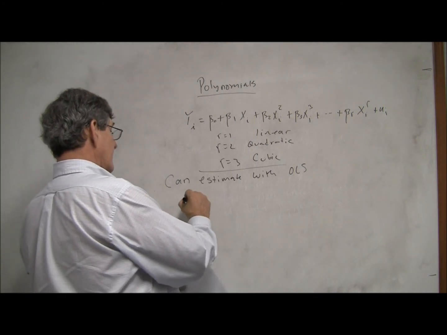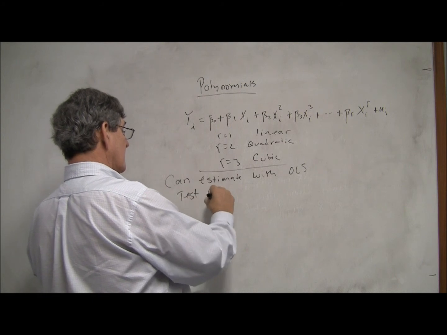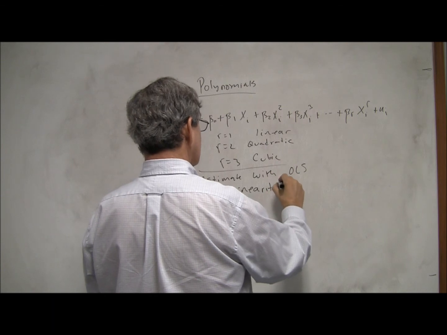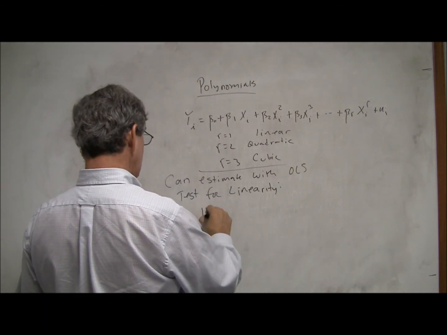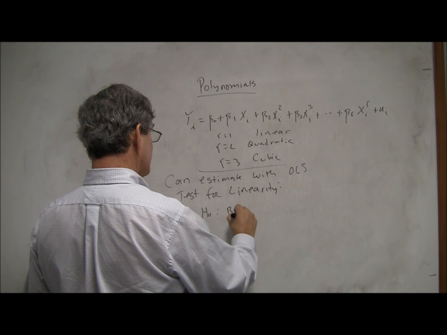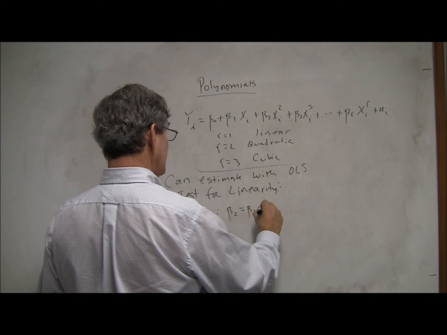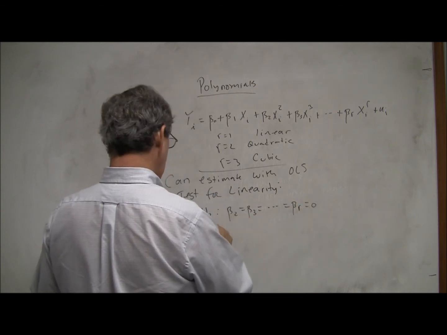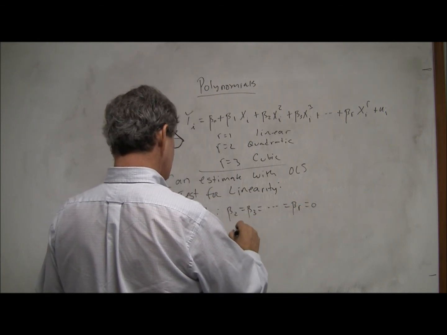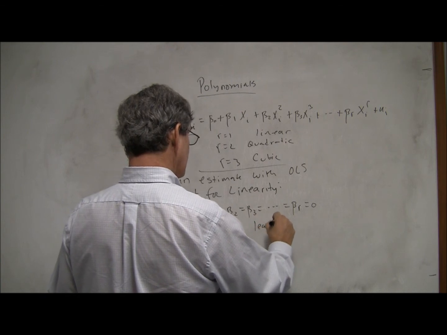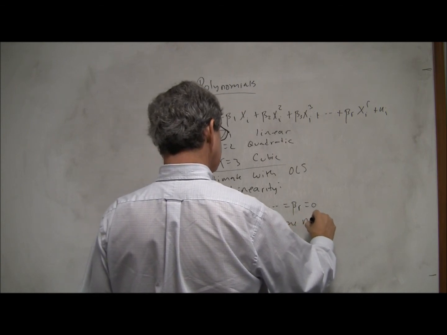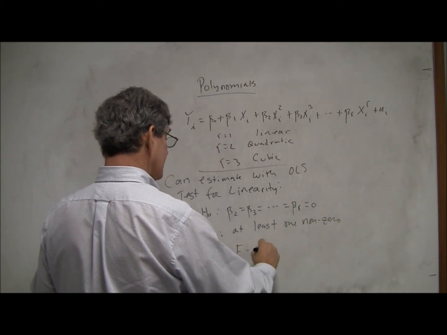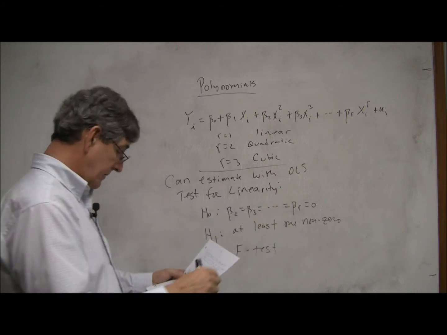Okay, to test for linearity, that's pretty simple. You can probably see what you're going to do. The null is beta 2 equals beta 3 equals all the way out to beta r equals 0. And the alternative is at least one is non-zero. And that's going to be an F test because it's multiple.